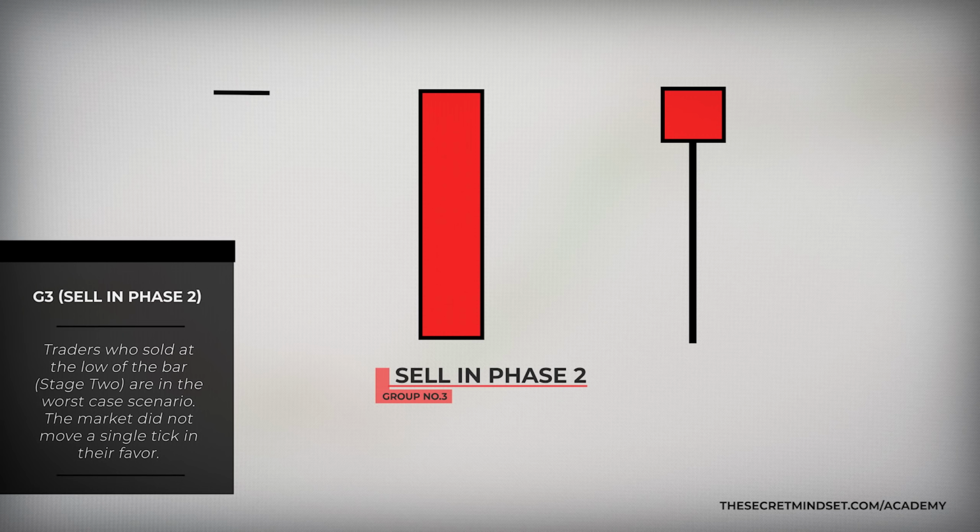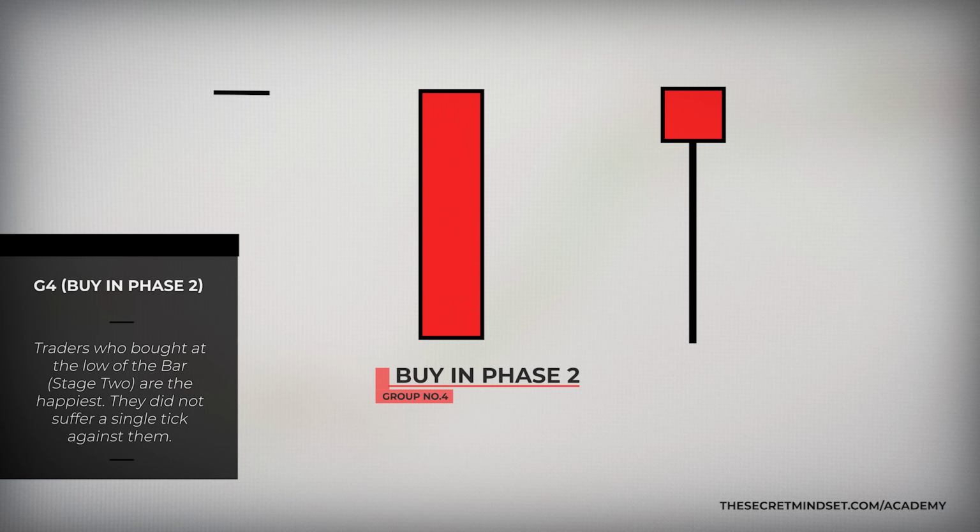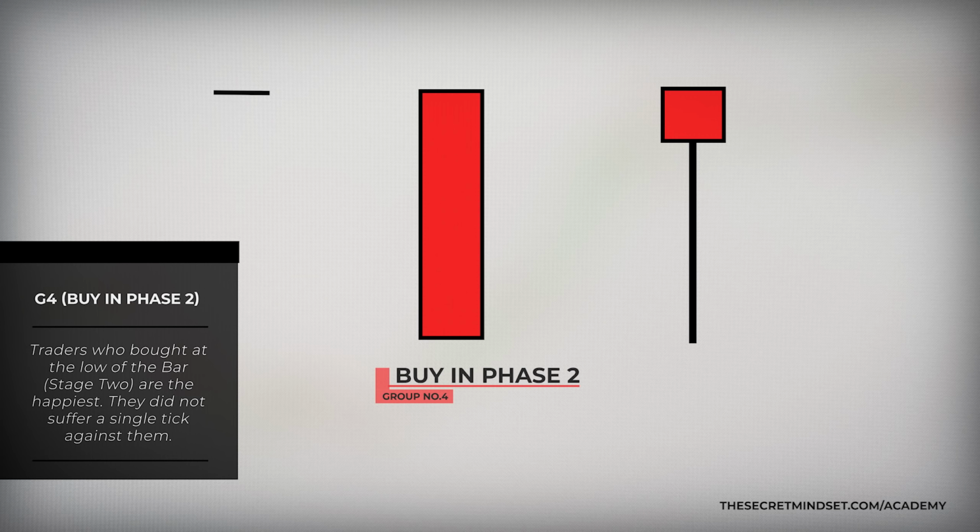Traders who sold at the low of the bar in stage 2 are in the worst case scenario. The market didn't move a single tick in their favor. Traders who bought at the low of the bar in stage 2 are the happiest. They didn't suffer a single tick against them.